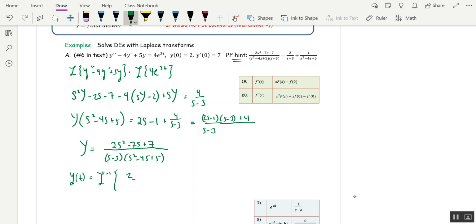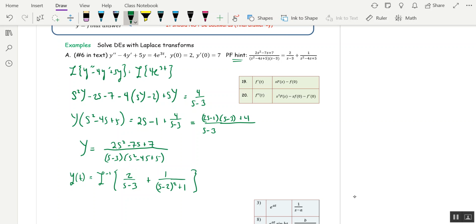So that's 2 over s minus 3, and then plus 1 over, I'm not going to just write s squared minus 4s plus 5, because I have to take the inverse transform of that. It doesn't factor, so I can't use partial fractions on that. However, I can complete the square on that: s minus 2 quantity squared plus 1.